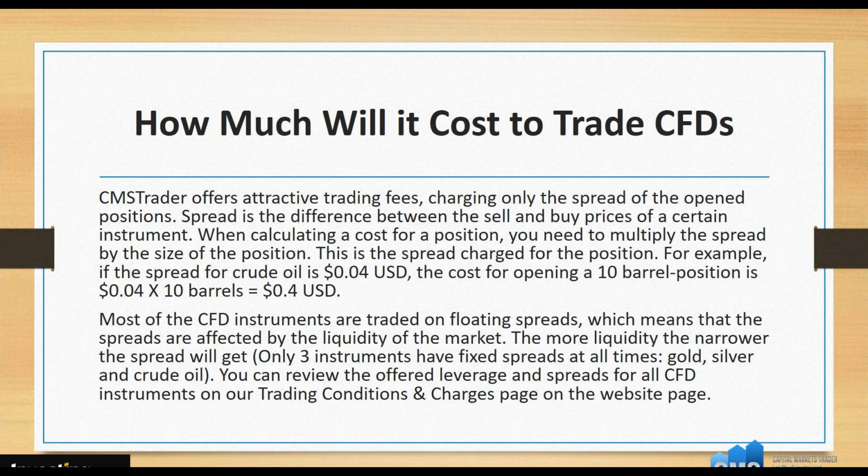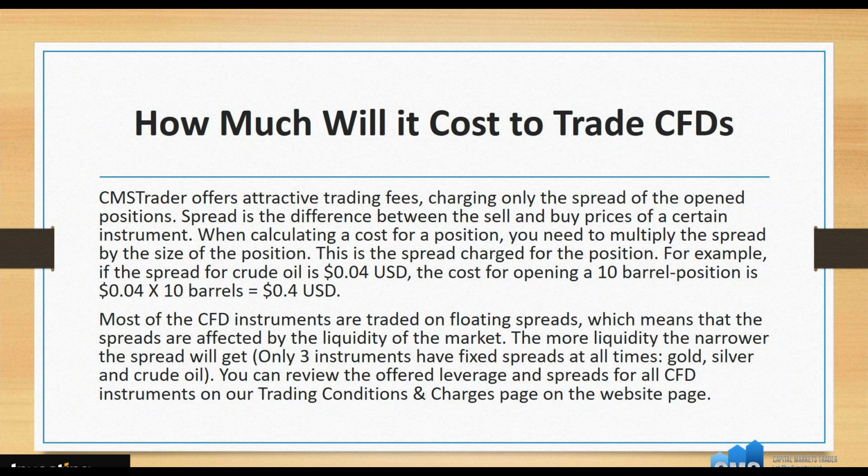Most of the CFD instruments are traded on floating spreads, which means that the spreads are affected by the liquidity in the market. Now, all of us should know this. The spreads don't change instantaneously. They don't get capped. Spreads are basically standardized, and you can look up on the broker site what the spreads are. But spreads can be changed by the broker or the regulator. So, for instance, as we go into the French elections, brokers are widening the spread available to you on the euro because the euro might have huge amounts of volatility. It is only there to protect you from losing more than you can afford to lose. The more liquidity, the narrower the spread will get. Only 3 instruments have fixed spreads over time: gold, silver, and crude oil.